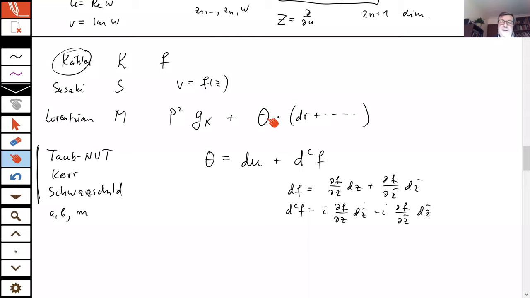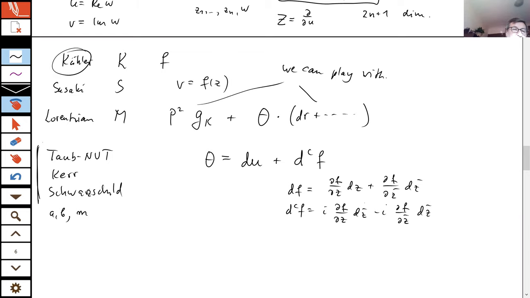Then theta is given by that formula, and this connection form is also something we can play with. So this P and this form is what we can play with in order to satisfy the Einstein equation. And in the famous Taub-NUT, Kerr and Schwarzschild metrics, they are actually Ricci flat. And the point is that one can choose P and this form in such a way that it becomes Ricci flat. So that's Ricci flat.